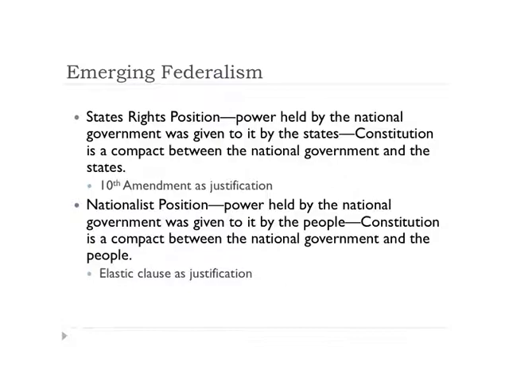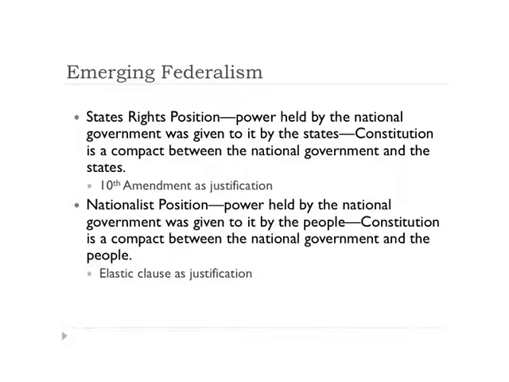The states' rights position was a little bit of the anti-federalist position. The nationalist position, on the other hand, believes that the power of the national government is granted to it by the people. They'll say the Constitution doesn't start out, "We the states." It starts out, "We the people." So they believe the Constitution is a compact, a social contract between the people and the national government, and the states are sort of ancillary to that.